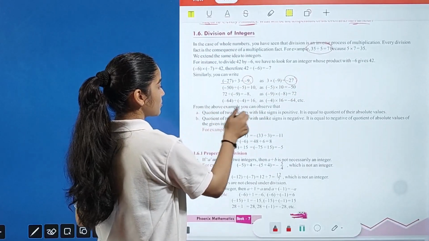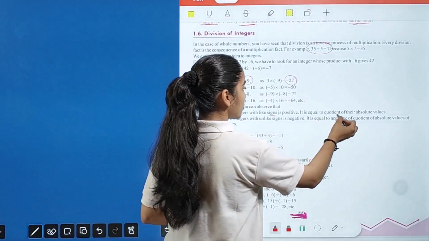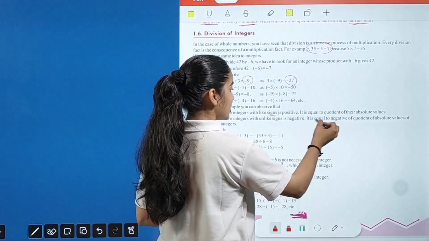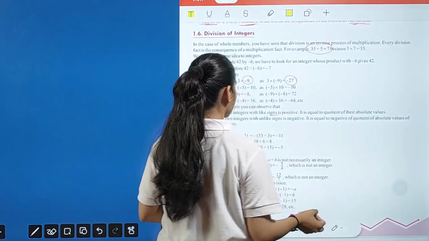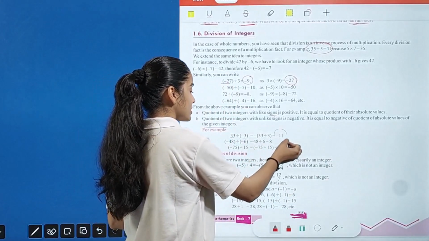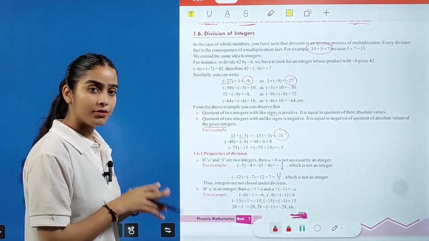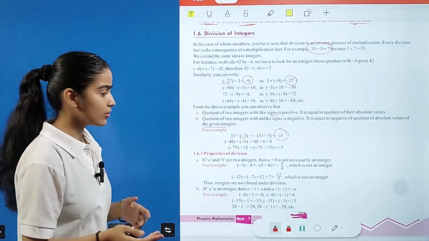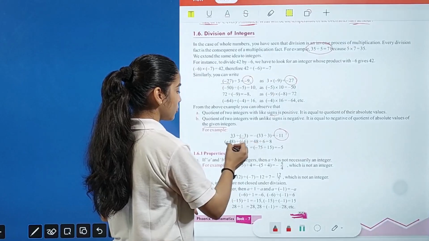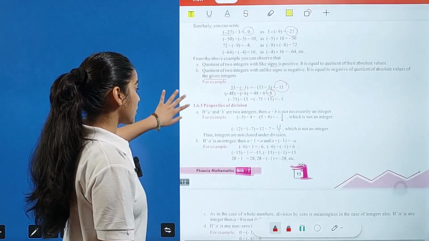From the above examples, you can observe that the quotient of two numbers with like signs is positive. It is equal to the quotient of their absolute values. The quotient of two integers with unlike signs is negative. It is equal to the negative of the quotient of the absolute values of the given numbers. So 33 divided by minus 3 is minus 11. If you have the same sign, then you have a positive sign. If you have different, opposite signs, plus and minus, then you have a minus sign. So now we have the same sign, minus and minus, so both cancel out with each other and you will get your answer. Now we deal with properties of division.